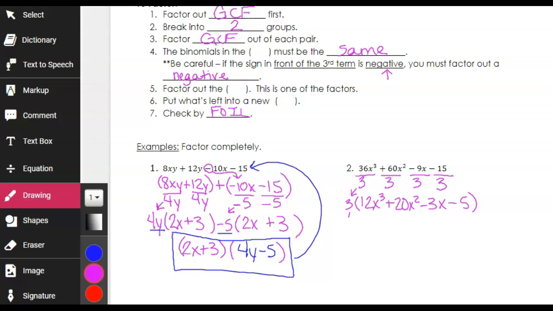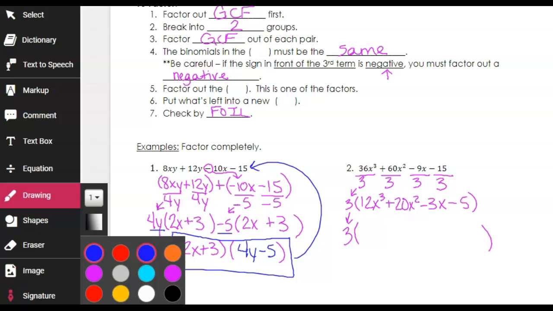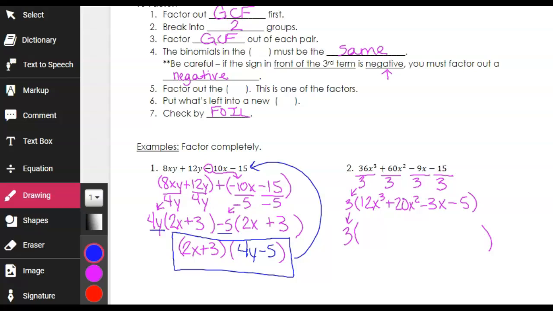Now this 3 is still part of my problem. However, it's just going to sit outside and not do much of anything for a while until we write our final answer. Our next step is to break this 4-term polynomial into 2 groups. So try to do that. Pause your video and see if you can break this up into 2 groups.